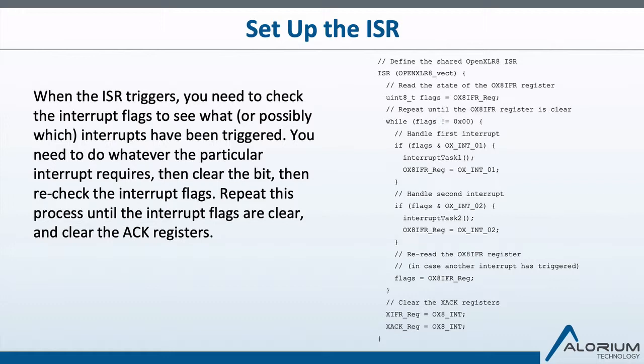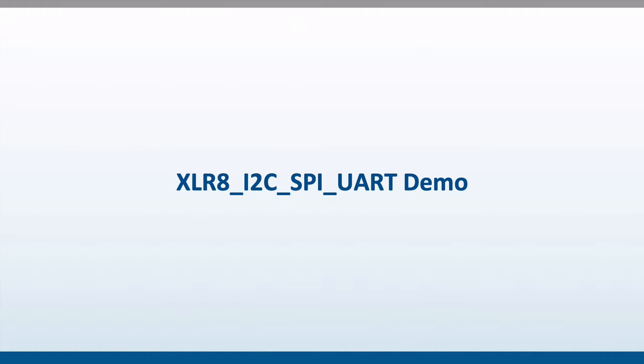For example, for bits 1 and 2 that I've defined in the previous slides, you'll check the first one and do whatever is demanded by that bit being set. Then you check the second one, and if that's set, you do whatever is demanded by that. At the end of the loop, you'll recheck the flags to see if any new interrupt has been triggered while you were handling other interrupts. If the flag register comes back clear, we're done with the ISR, so we want to clear the flag and ACK registers. Okay, next I'm going to pass it back to Steve to talk about what our specific XLR8 demo is going to look like here.